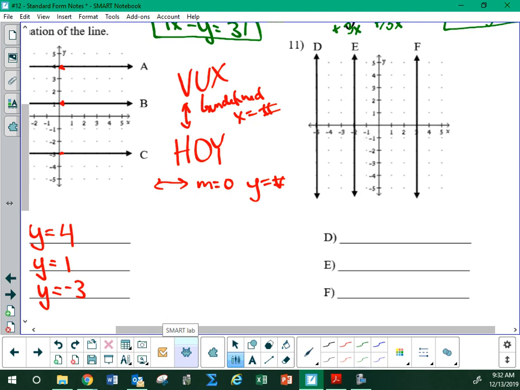Would you guys agree that number 11 has vertical lines? Mhm. So it's Bucks. So that means these are x equals. Alright, Andrew, what is my x value for D? Negative 5. Okay. What is my x value for E? Negative 2 and 3. So let's just review your Bucks and Hoy.